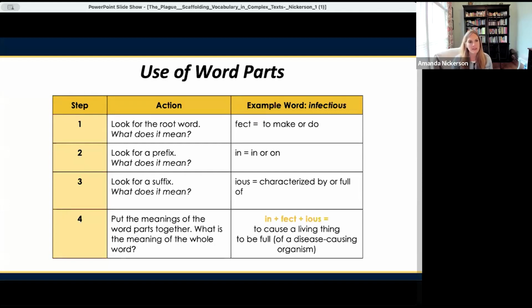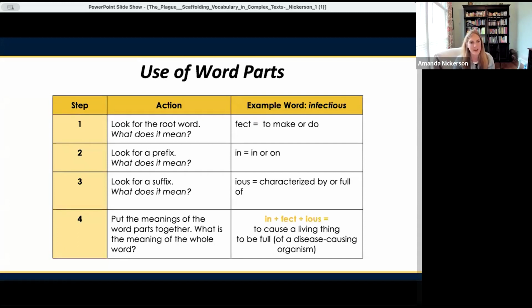And what they do is they put all these things together to come up with an approximate definition, a working definition to try to buoy them through a text when they come across a word that's previously unencountered. So they could say, okay, infectious might be to cause a living thing to be full of a disease-causing organism, right? Like some sort of a working definition.